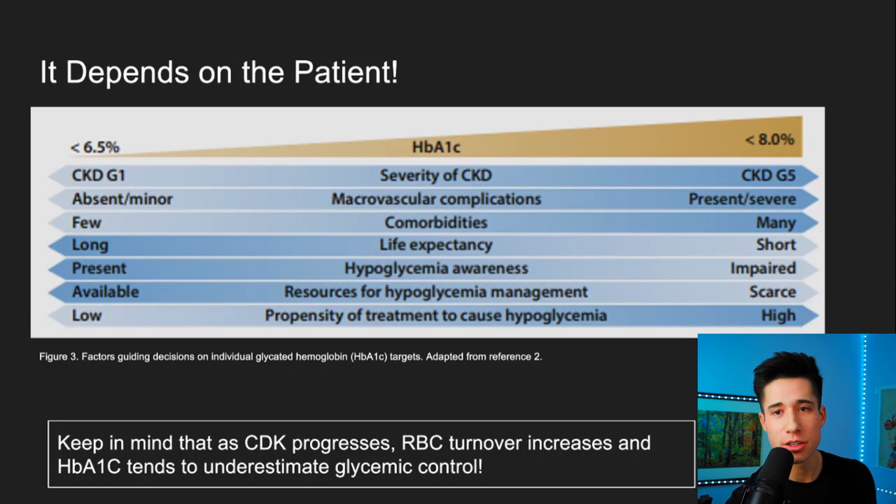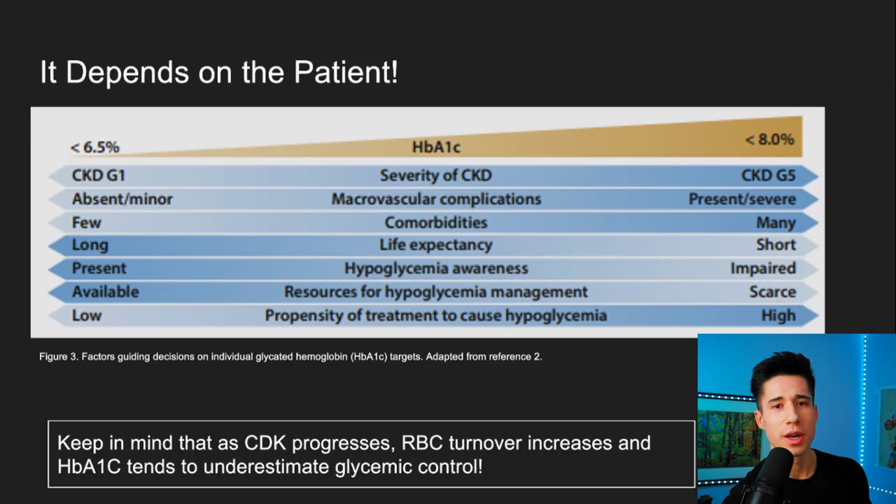Also, on this slide, I want to point out something. As CKD progresses, the A1c actually becomes a less accurate measure of glycemic control. That's because as CKD progresses, red blood cells tend to turn over, and in turn, that leads to the A1c actually under predicting the actual glycemic control. So it underestimates the true glycemic control of your patient.